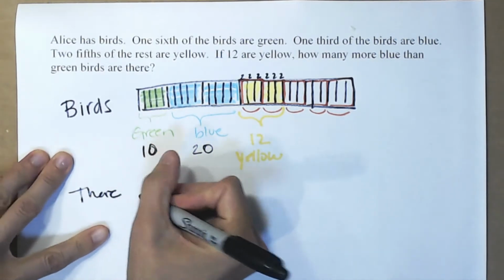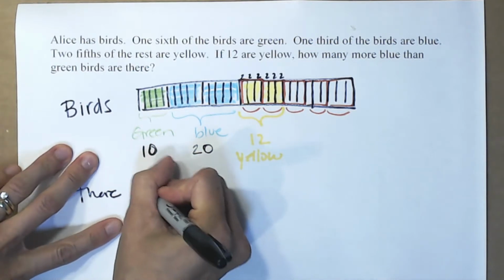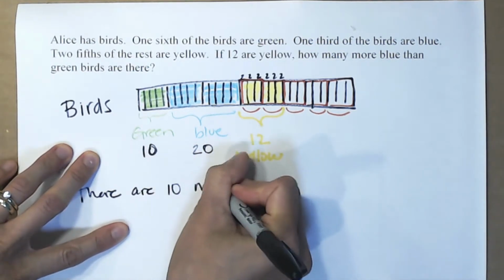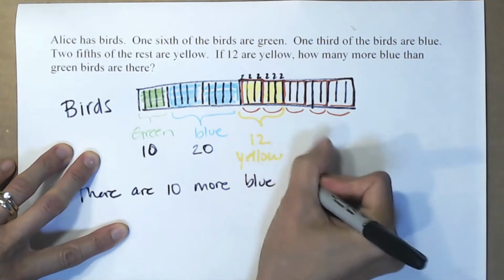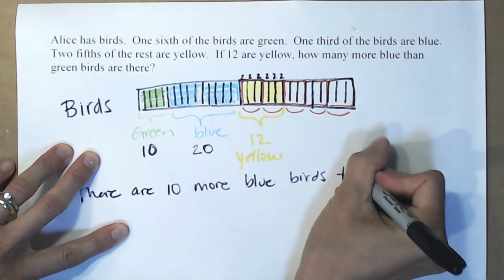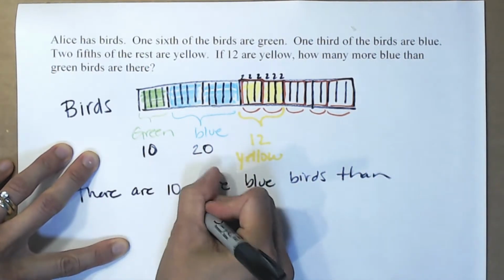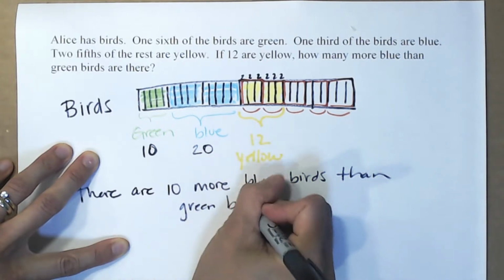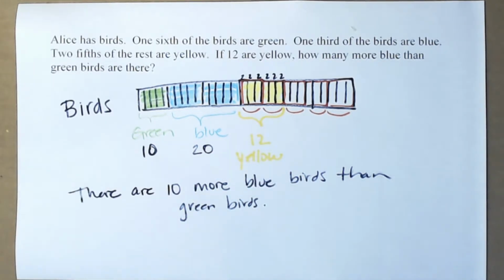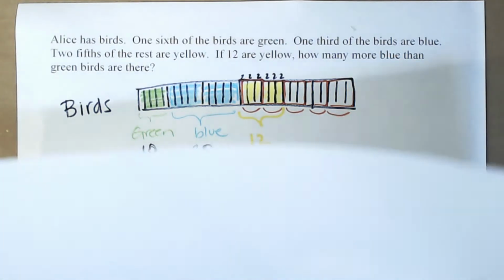So we finish by writing a sentence. There are 10 more blue birds than green birds. Okay, now that got a little tricky because we had to draw so many small parts. So I'm going to show you another way to solve this problem. That makes it a little easier.